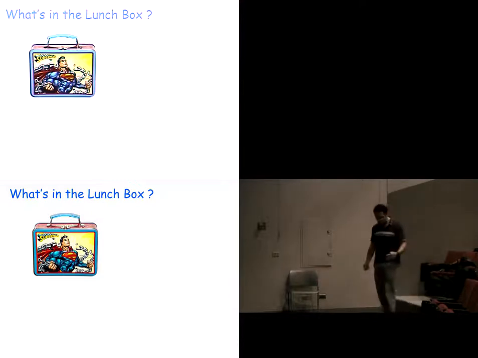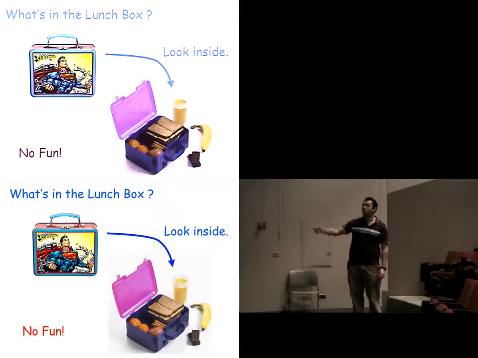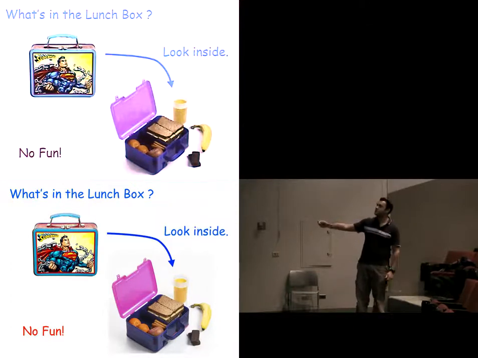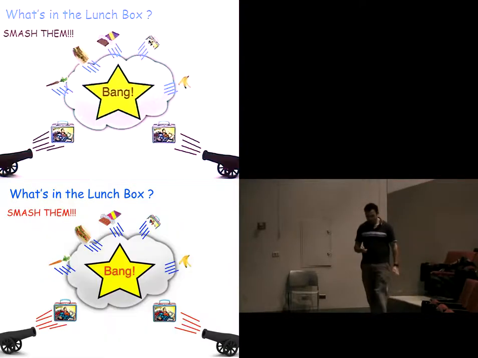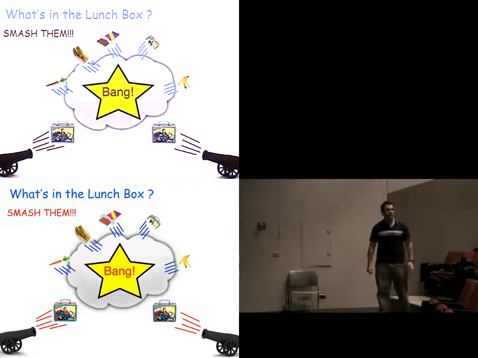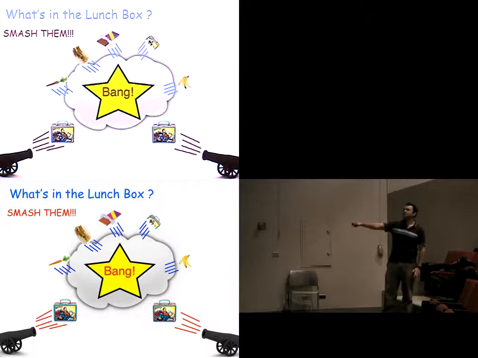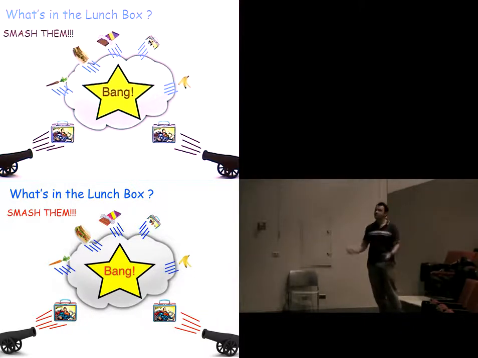Okay, so what is in the lunchbox? And so there's a couple ways to determine that. The first way is to just open it. Okay, you can look inside and see what's in there. But this is no fun, right? It's kind of boring. The other way is more exciting. You can take two lunchboxes, put them in cannons, and shoot them at each other. They will collide, they will smash, the lunchboxes will break apart, and whatever was inside the lunchbox will come flying out. Okay, this is a much more exciting way to do it.